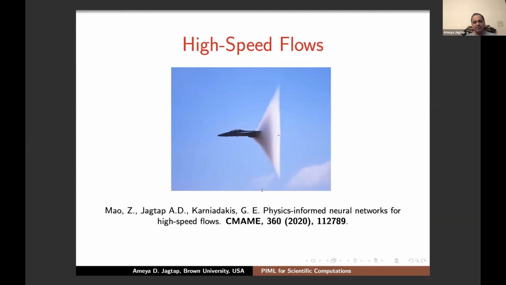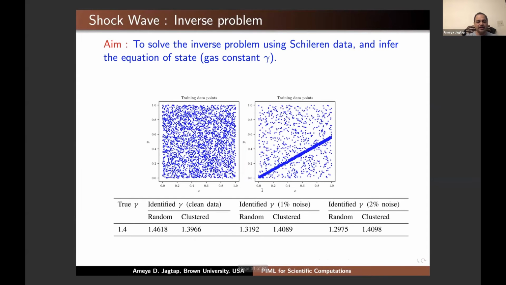First, we'll see the application for high-speed flow. Here, the aim is simple. We are solving the inverse problem to find the gas constant gamma, and the only input we have is the Schlieren data for density gradient. You can see that we use 2 different meshes here. One is with random points, and one where I'm coalescing all the points along the discontinuity. This is basically an oblique shock wave problem, and these are the results given by the PINN.